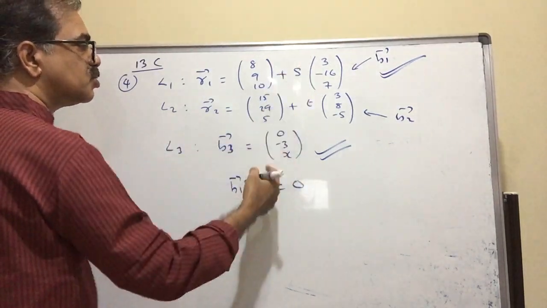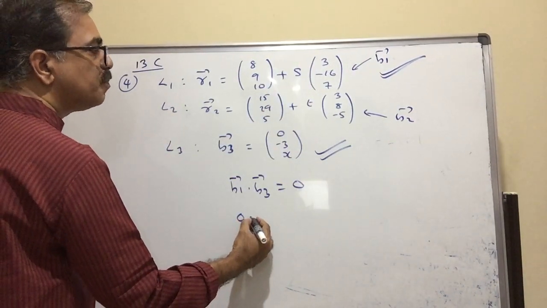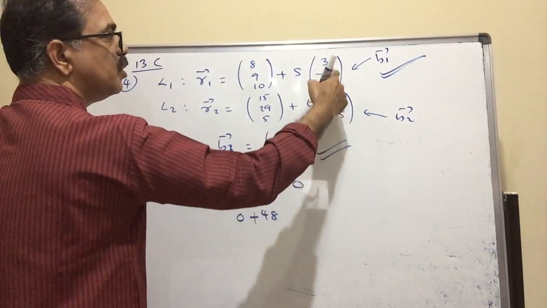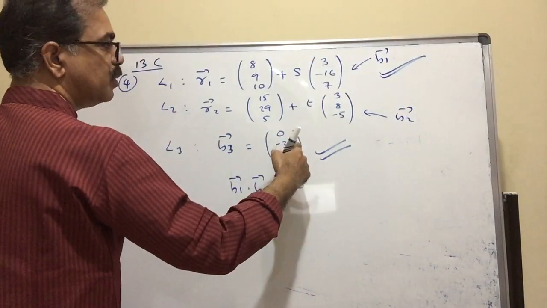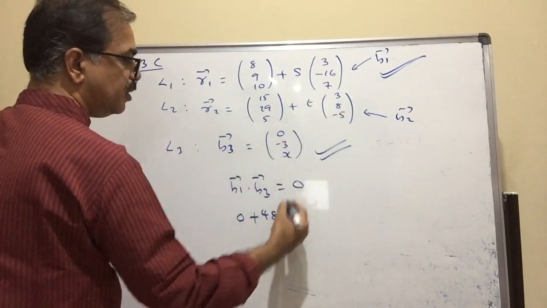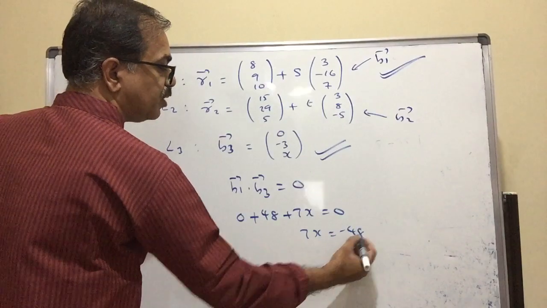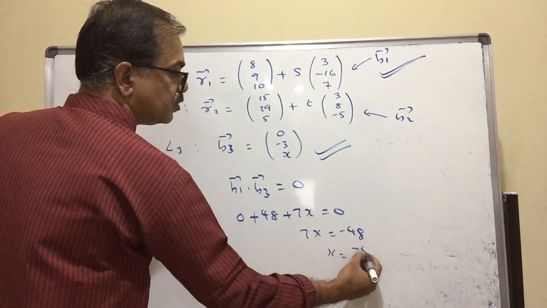So we take the dot product, so I'll get 3 into 0 is 0, plus 3 into 0 is 0, minus 16 into minus 3 is 48, and then 7 into 7x is equal to 0. So 7x is equal to minus 48, so x is equal to minus 48.